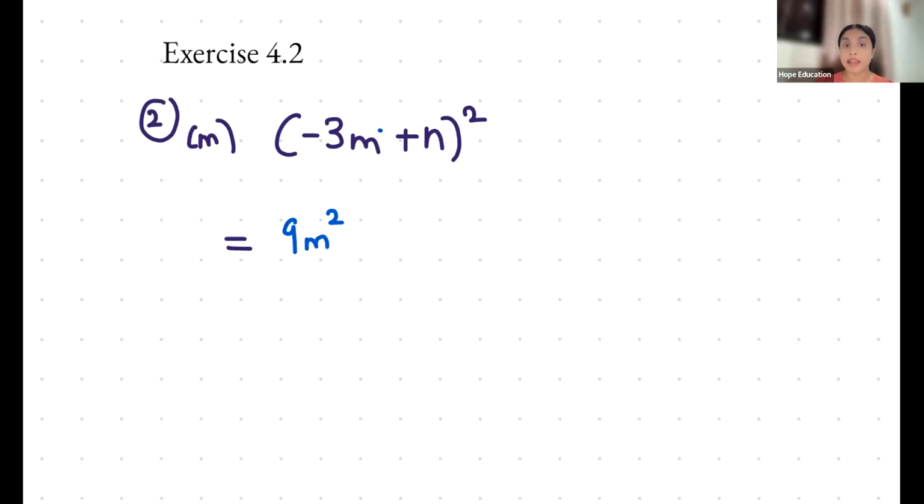This multiplied by this multiplied by 2. So 2 times 3 is 6. මෙතන M තියෙනවා, මෙතන N තියෙනවා. Then minus times plus is minus. So we get the sign minus here. Then second term के square का, so N के square का क्या है? N squared.